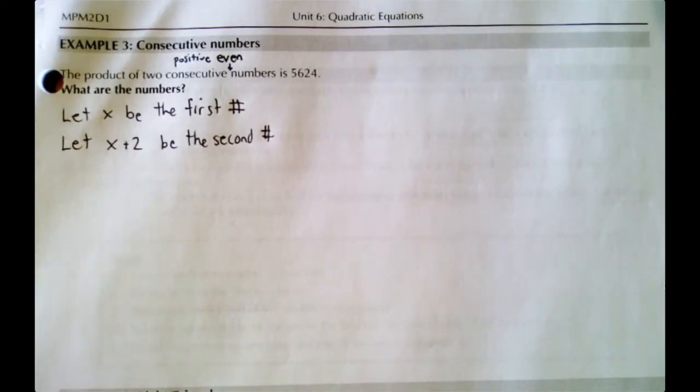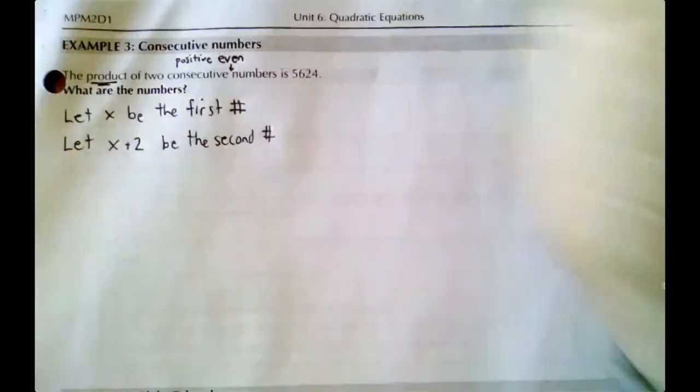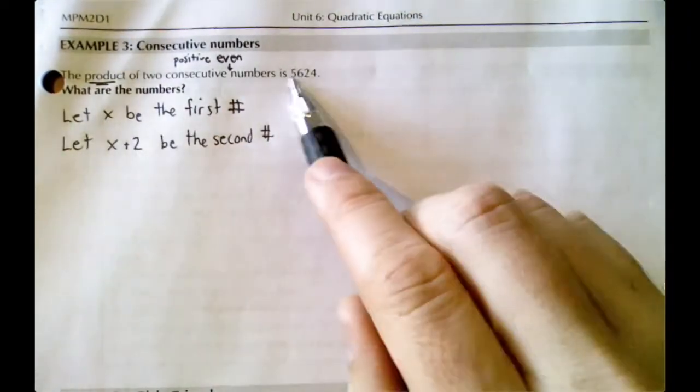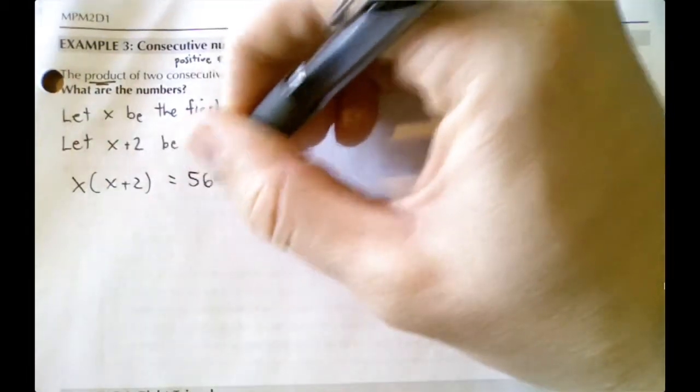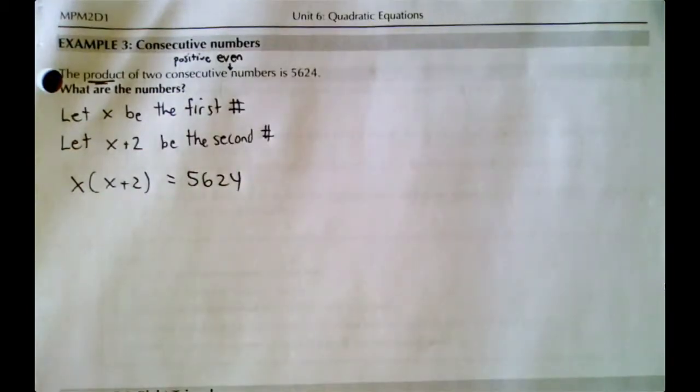So now we have x and x plus 2. And since it says product, product means multiply. So if we multiply these two, we should get this. And that's how we write our equation. So if we take x and multiply it by x plus 2, we should get 5,624. And now we have an equation, we just need to solve it.